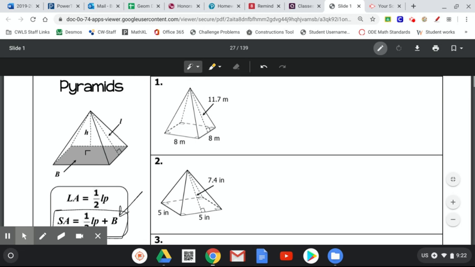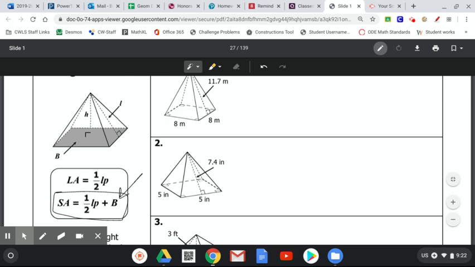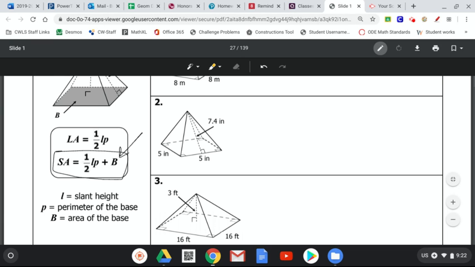So we have our formula again. It's right down here. Surface area equals 1/2 LP plus B. That's something to write down, okay? So when we say, hey, try and find the surface area of a pyramid, you have the formula to write down. So please write this formula down or take a picture of it, whatever.